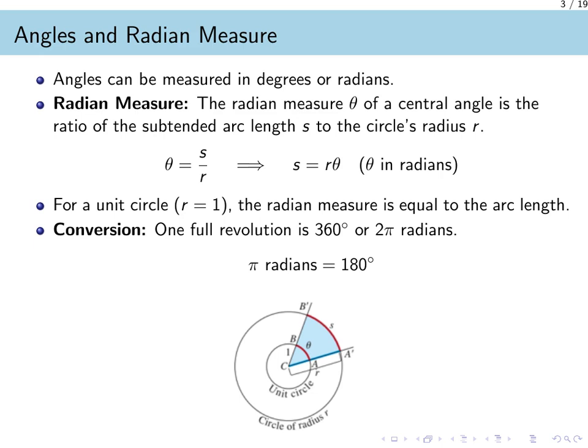This direct relationship is incredibly useful. For a concrete example, consider a full circle. You know this is 360 degrees. The arc length is the entire circumference, 2 pi r. So the angle in radians is 2 pi r divided by r, which is simply 2 pi. The essential relationship to remember is that pi radians is exactly equal to 180 degrees.